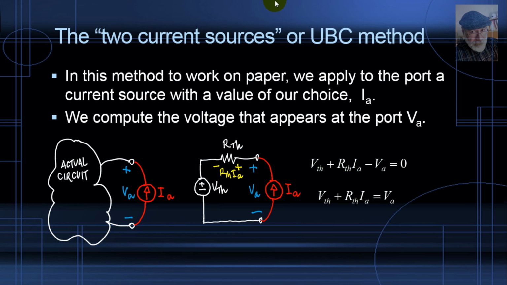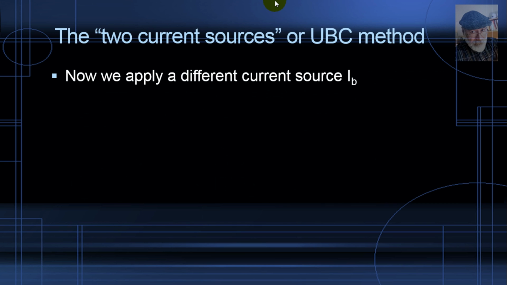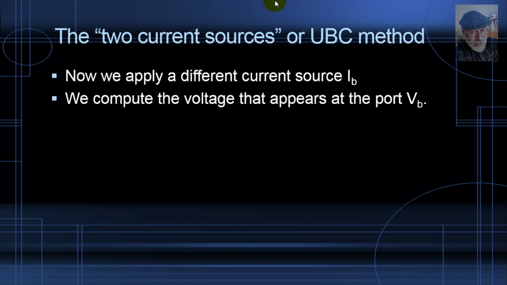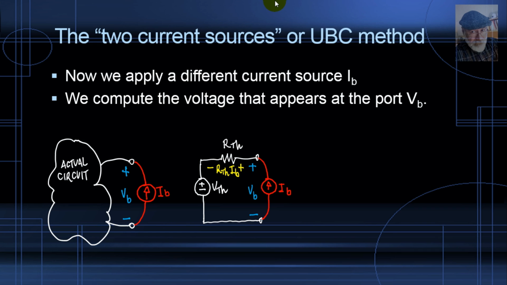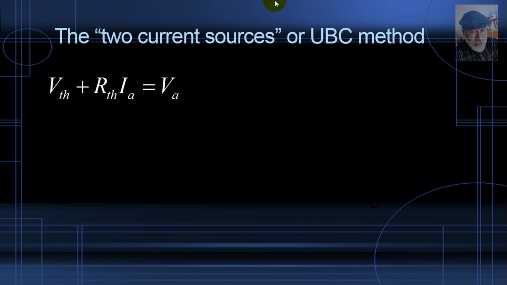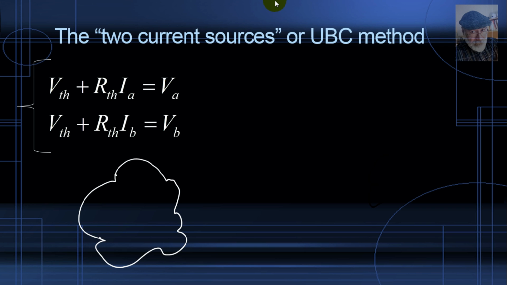Of course, what do we do? We repeat the same exercise, but with a different value of the current source. Apply a current source IB and compute the voltage that appears at the port, VB. And we repeat the same analysis to the circuit on the right and write the second equation. We have then two equations and two unknowns VTH and RTH. Let me write them together from the first test and from the second test. Two equations and two unknowns.